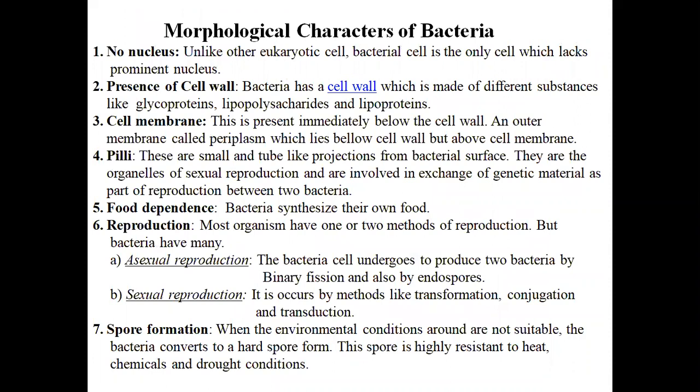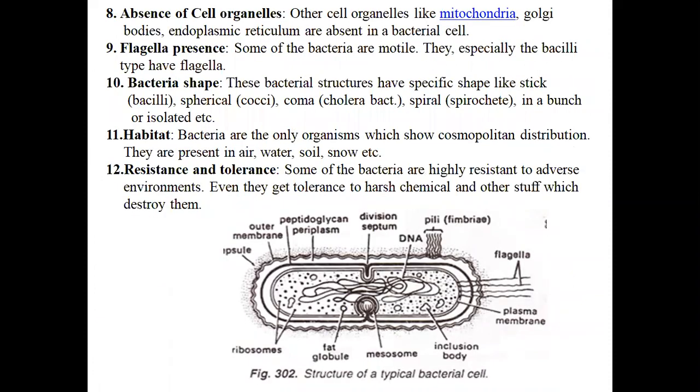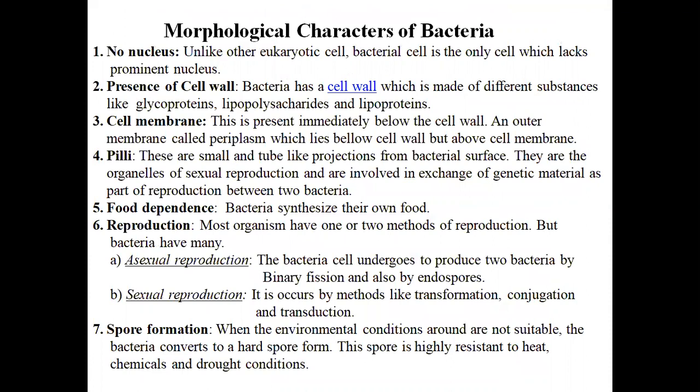Then the cell membrane. This is present immediately below the cell wall, and the outer membrane called periplasm lies below the cell wall but above the cell membrane. So the periplasm you can see in the picture. The periplasm is the area in between the cell wall and the inner membrane. So those are the main components of the bacterial cell in between the cell wall and the cell membrane.